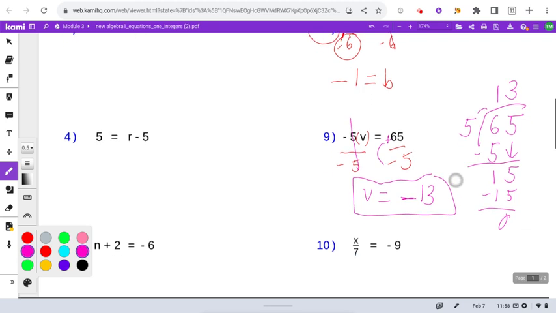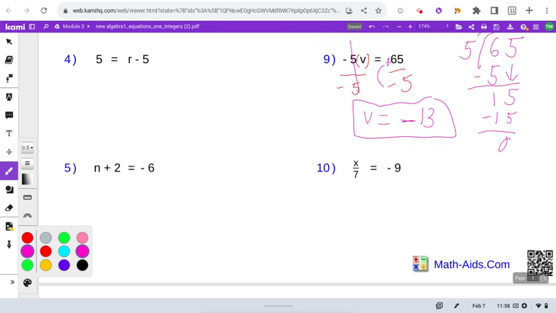Now for these, when you have a division, this is x divided by 7. You would multiply by 7 on both sides. Multiply by 7 here, and multiply by 7 here. So the 7's on the left will cancel. You'll be left with x equals. You have a negative times a positive, so you'd get a negative. And then 9 times 7 is 63.